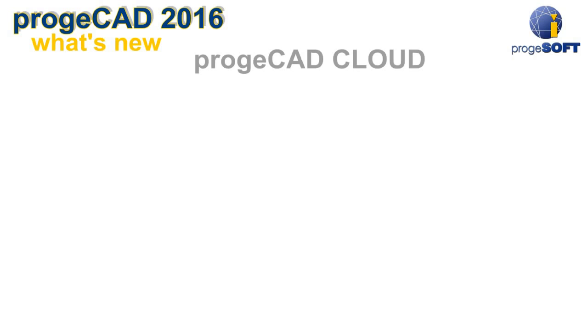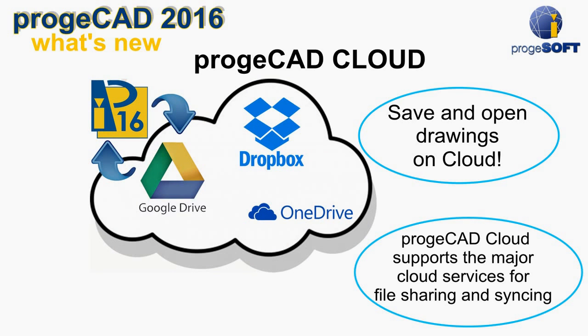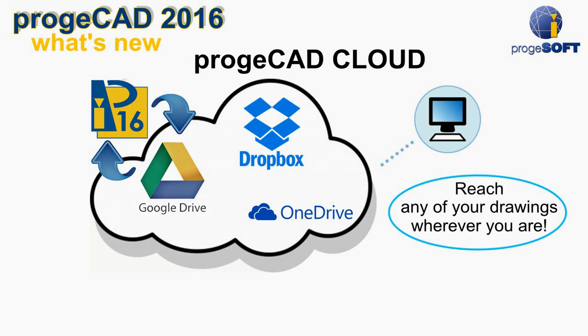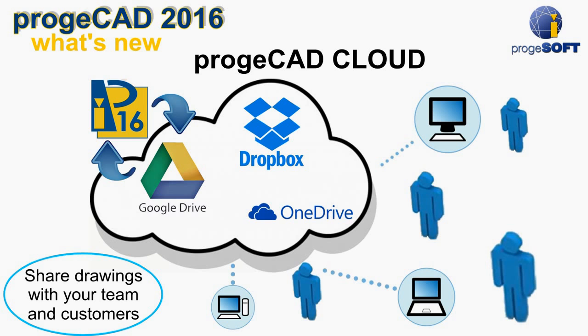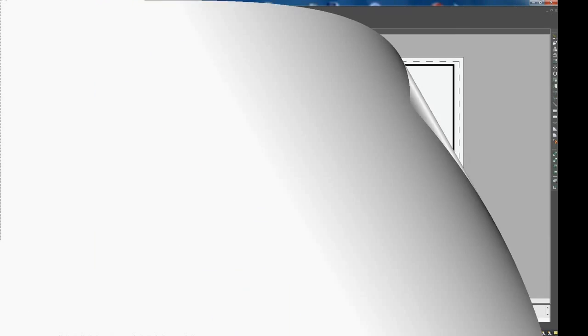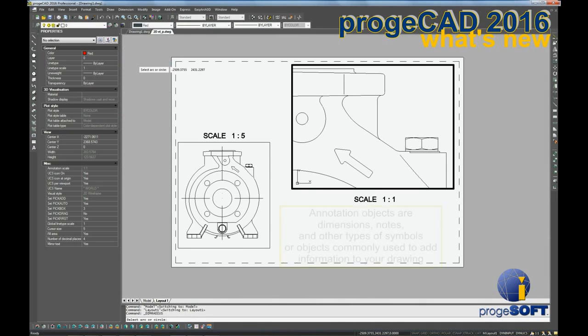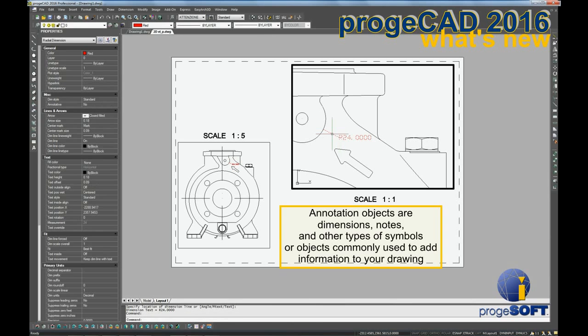progeCAD Cloud. You can back up your drawings on cloud. progeCAD Cloud supports the major cloud services for file sharing and synchronization like Dropbox, Google Drive, and Microsoft OneDrive. Now it's easy for you to reach any of your drawings wherever you are and share them with your team and customers.